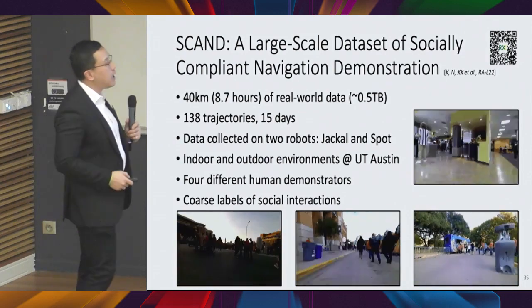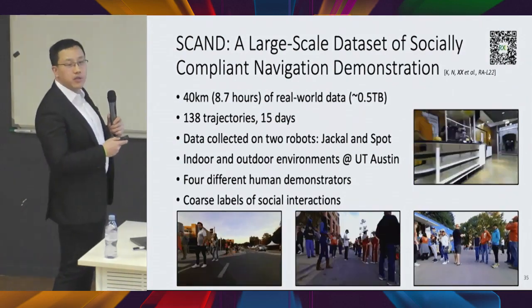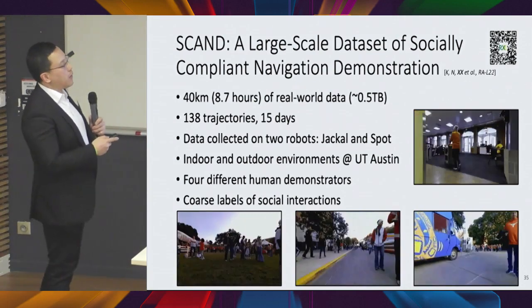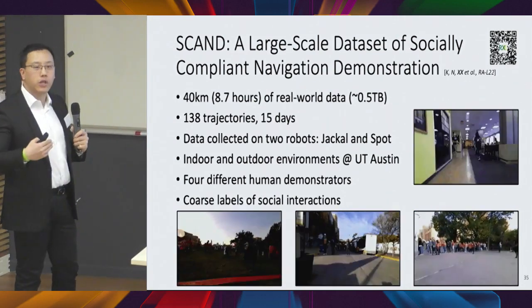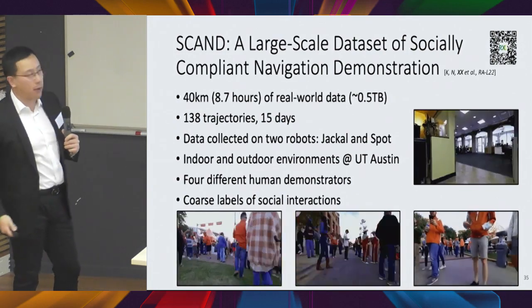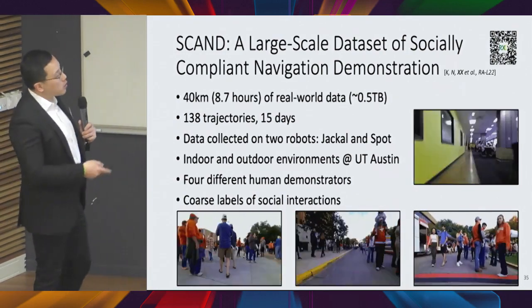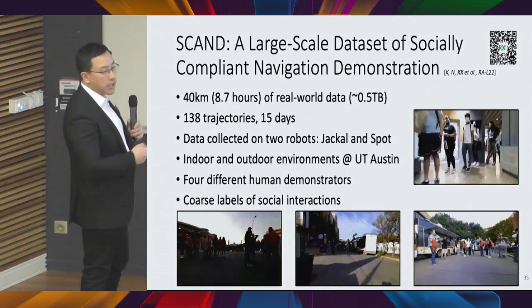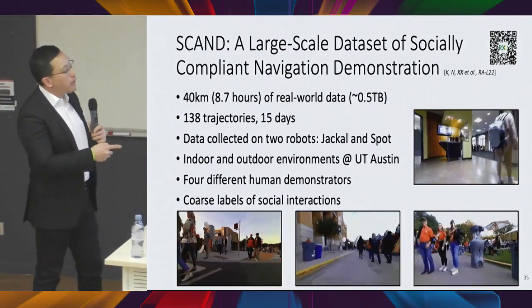This is called SCAND, the socially compliant navigation demonstration dataset. It's 40 kilometers or 8.7 hours of real-world human teleoperated demonstration of socially compliant robot navigation behavior on the UT Austin campus. We have 138 trajectories collected over 15 days, and we have two different robots in the dataset.